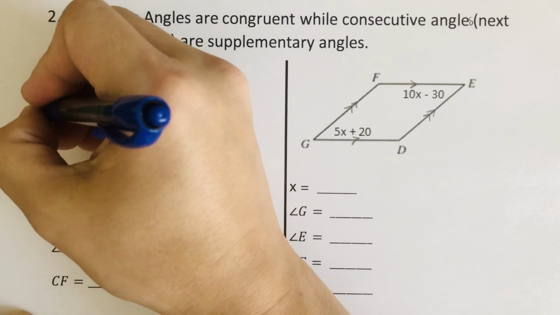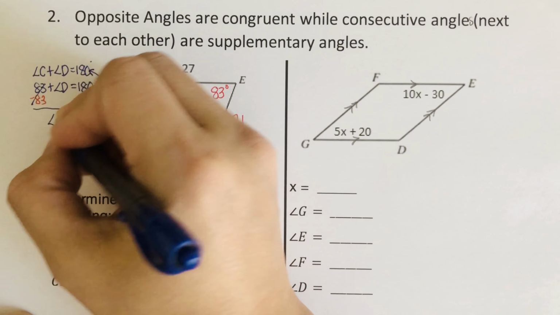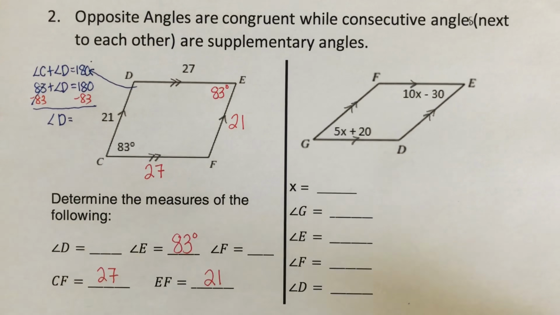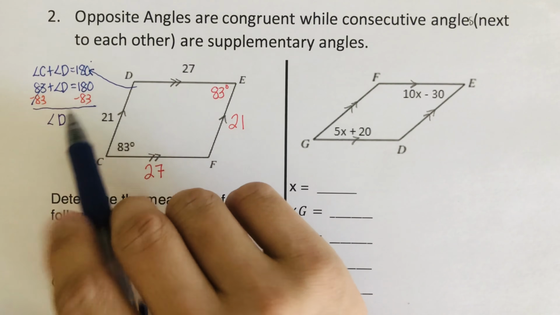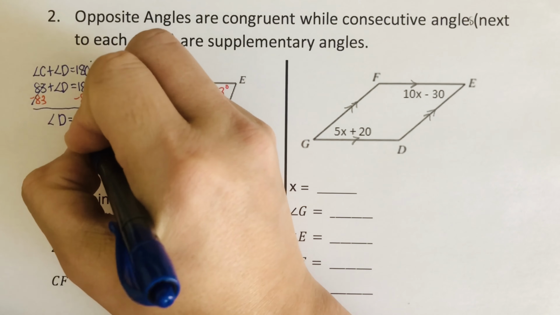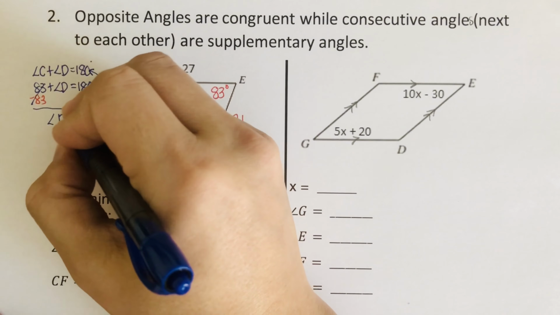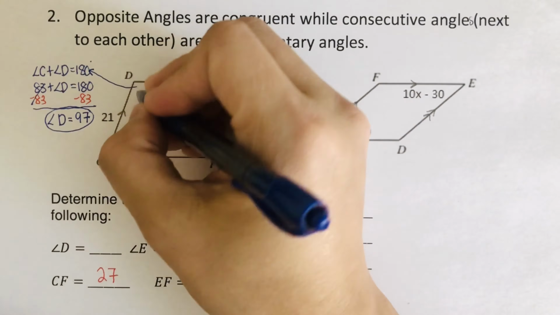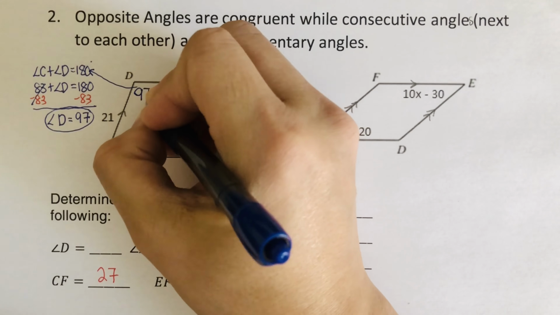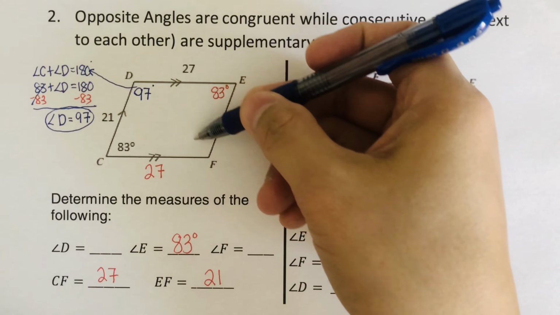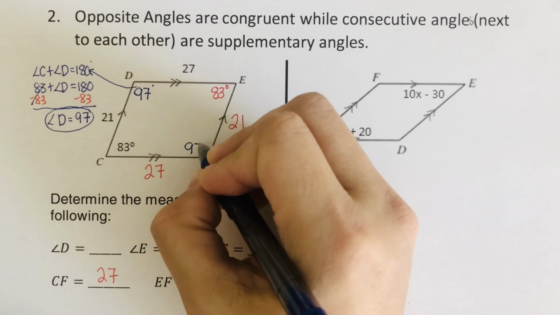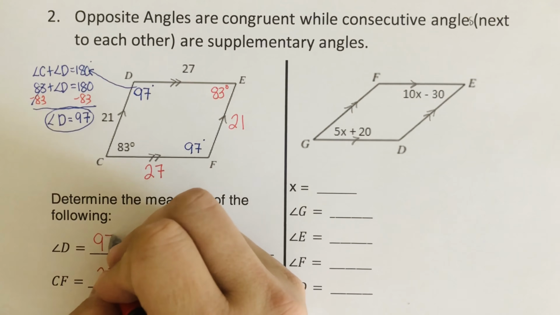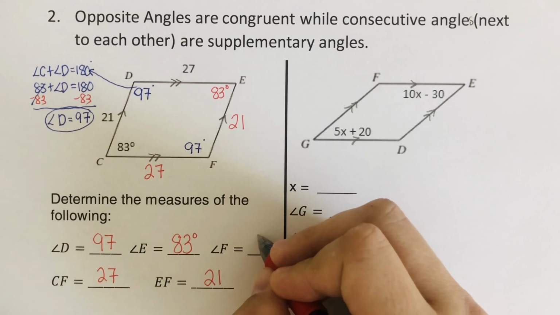So I can cross the 83 out. I am left with angle D is equal to 180 minus 83, which is 97. So this angle right here for angle D is 97. I'll just use a different color for this. So this is 97 degrees. And since they are across from each other, this one is also 97 degrees. So we have completed: angle D is 97 and angle F is 97.